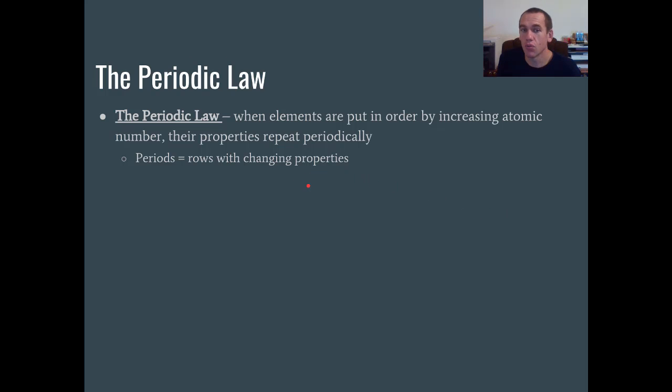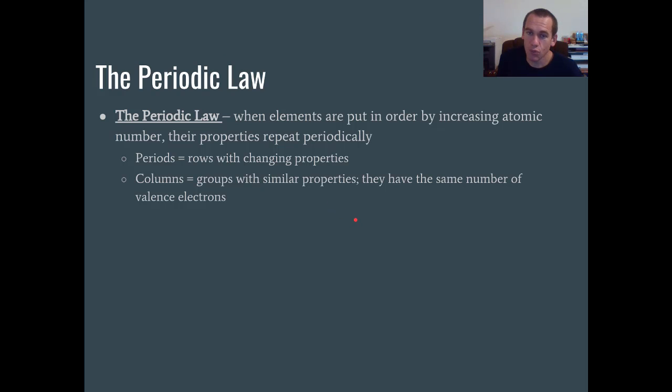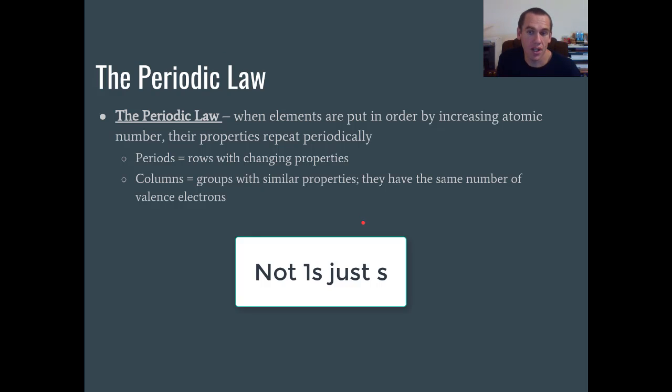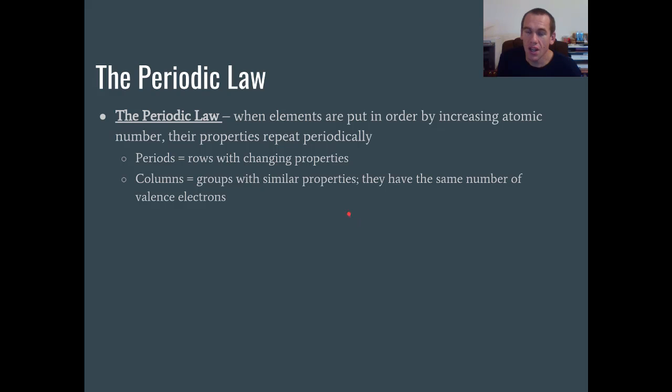So remember, a period is a row, and across a row the properties change. The elements go from very reactive metals to non-metals to noble gases, but that happens in every single row. Columns will have similar properties because they have the same electron configuration, right? Anytime we're in group 1, our valence electron is an s1. Anytime we're in column 2, our valence electrons are s2. So we know based on electron configuration that they're going to have similar properties.